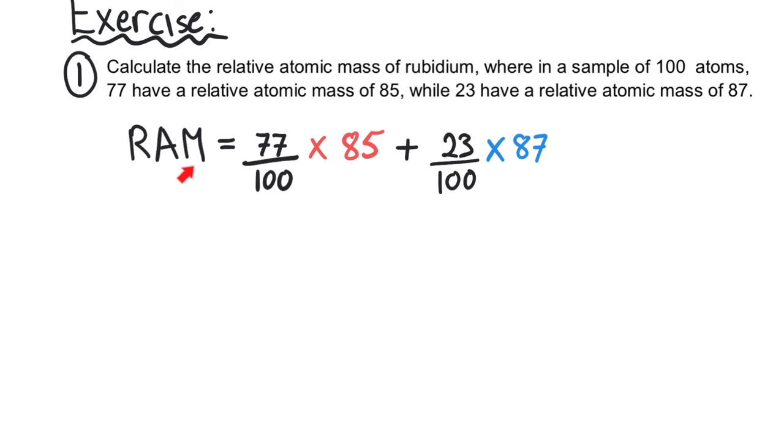So the relative atomic mass of rubidium, the percentage abundance in nature is 77 over 100, in other words 77%, multiplied by the relative atomic mass of that type of isotope, so this would be rubidium-85, plus 23% abundance multiplied by the relative atomic mass of that isotope, which would be rubidium-87. And we get a value of 85.46 for the relative atomic mass of rubidium in nature.